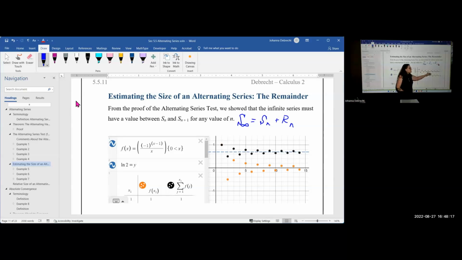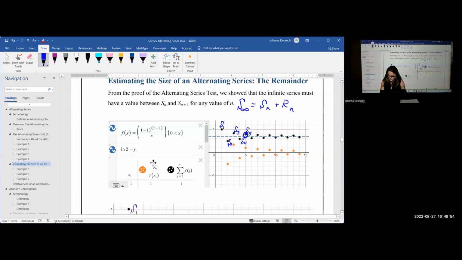So we know that we have convergence by the alternating series test. And what we want to do is use S5 to approximate the value of the infinite series. Now, where's S5? Well, remember, this is S1 and this is S2. The black dots are the partial sums. That's S3. That's S4. And that's S5. So if I want to use that value right there to approximate the entire thing, I need to know what the error is. So that's what we're looking at right now.